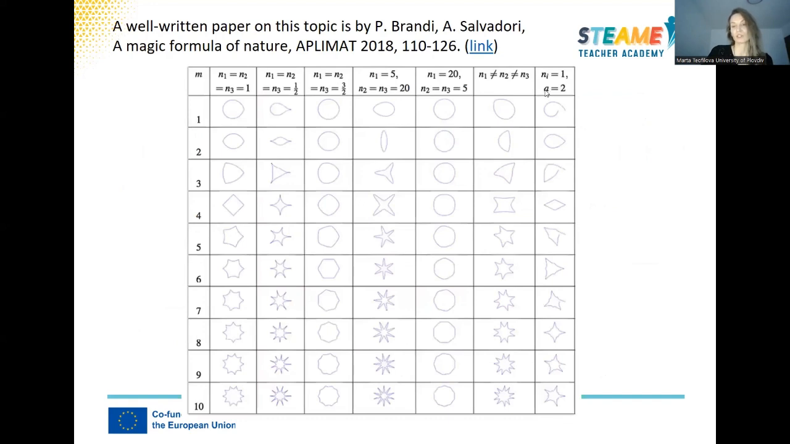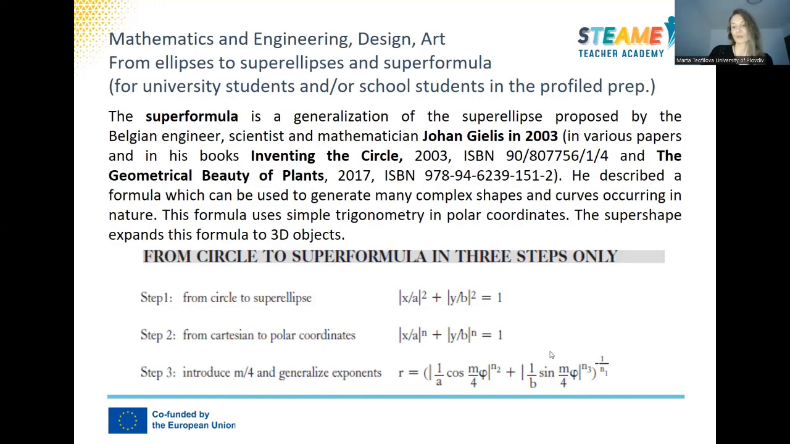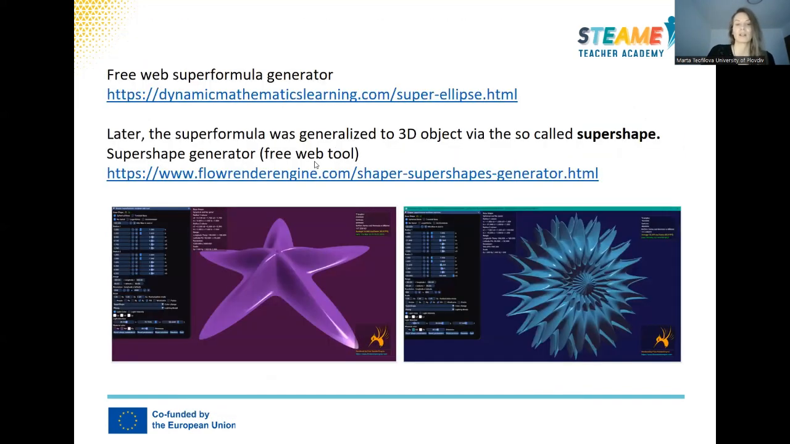And he used the super formula to generate a variety of shapes which are encountered in nature. Here you can look at some of these shapes that one can obtain by changing the parameters in the super formula. And further, this formula was generalized in 3D. Here are some 3D shapes which are encountered in nature and which can be generated by the 3D super shape formula.